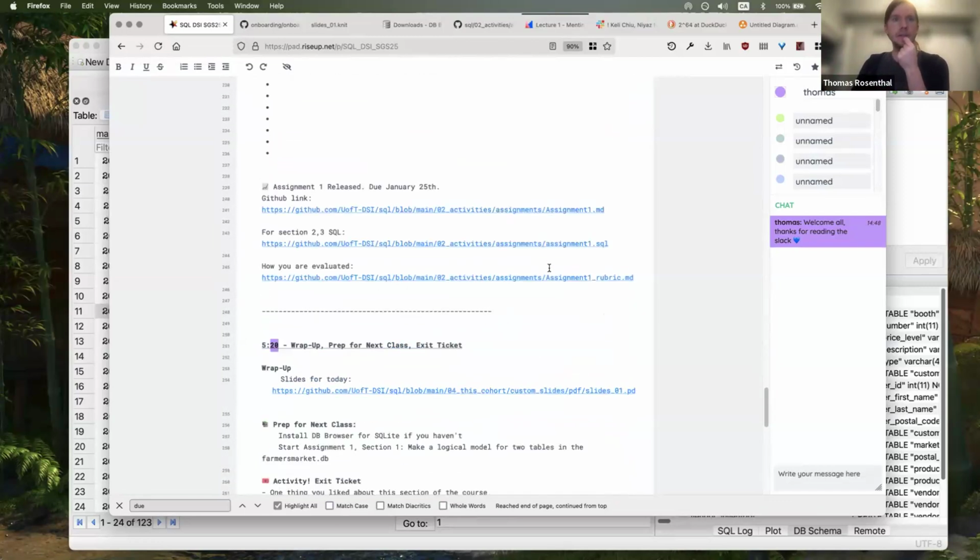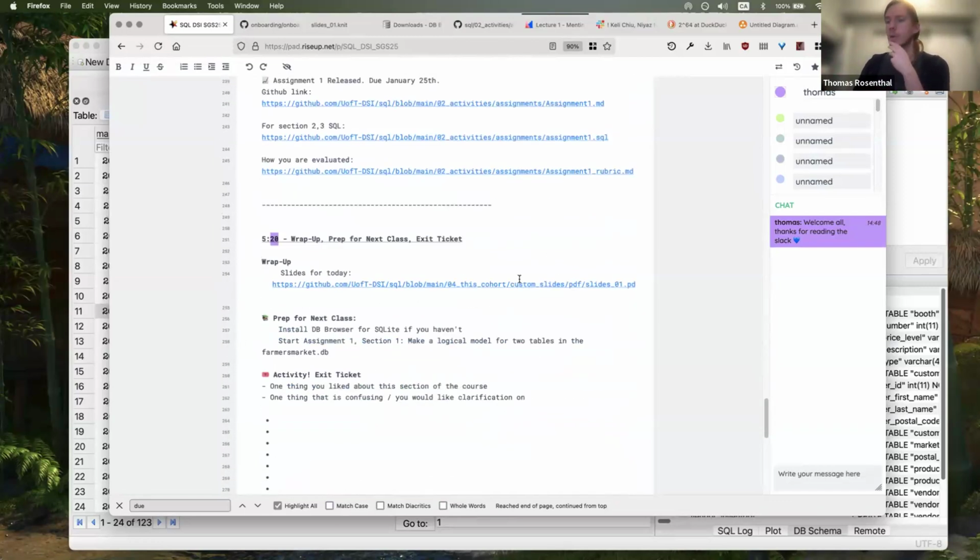Okay, wrap up here. We are at the bottom of all my Etherpads here. I'll put the slides for today that we talked about. Okay, so next class, if you haven't installed DB Browser for SQLite, start on assignment 1, section 1.